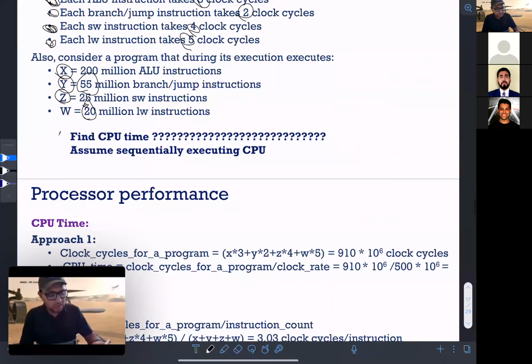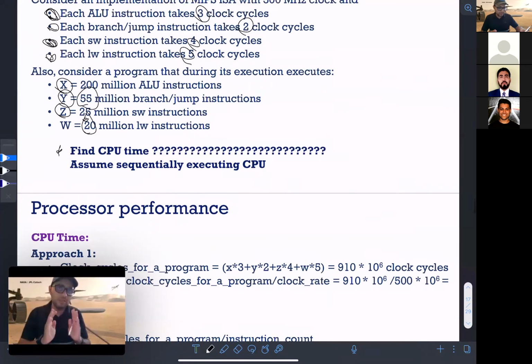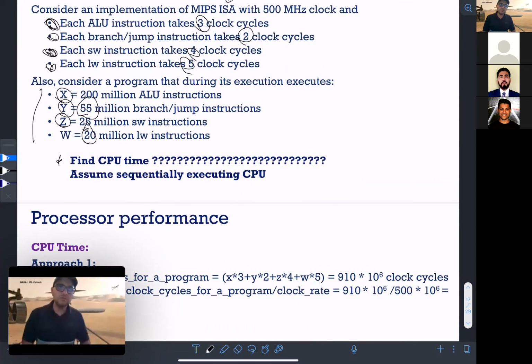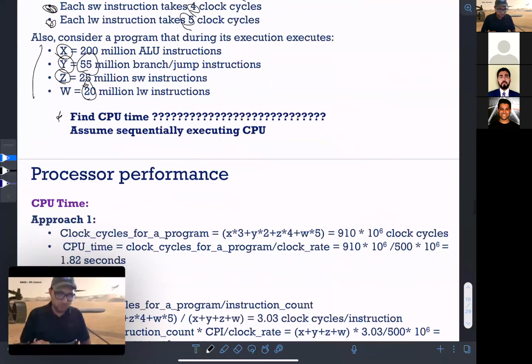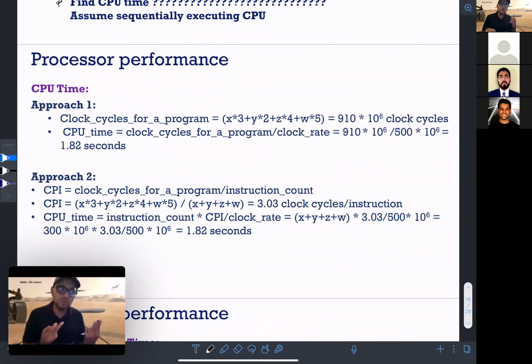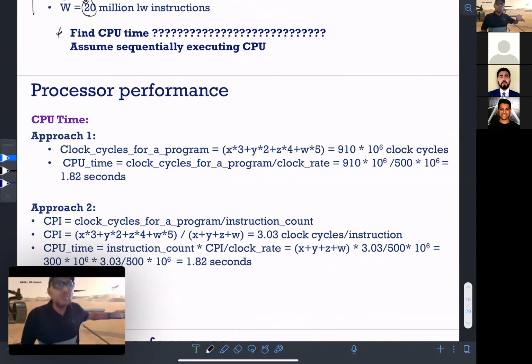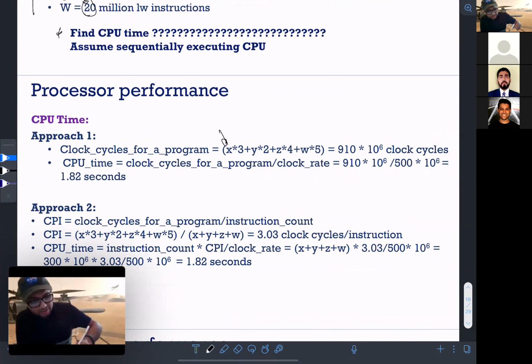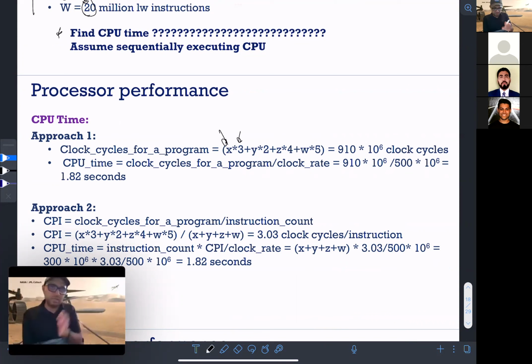So the question: calculate the CPU time. This time I want the CPU time, which means how much time the CPU worked to make this happen, right? So for the solution, there are 2 approaches. One approach is one shot: X takes 3 cycles, so X times 3 plus Y times 2, Z times 4, W times 5, the weighted cycles, and you get the number of cycles.